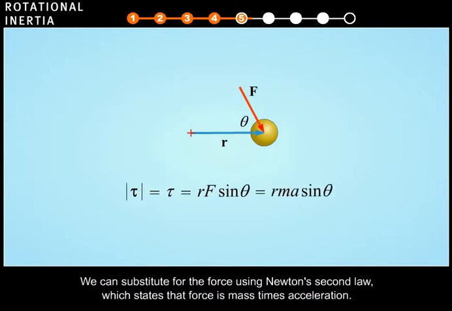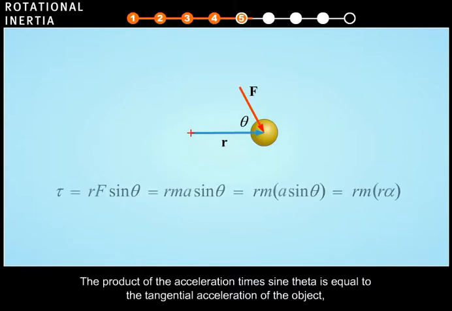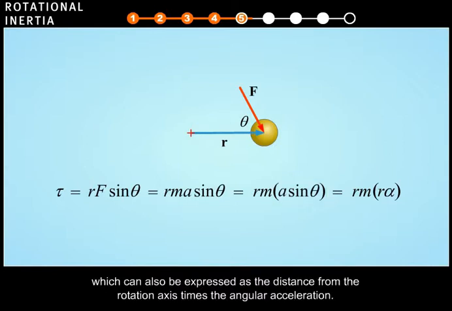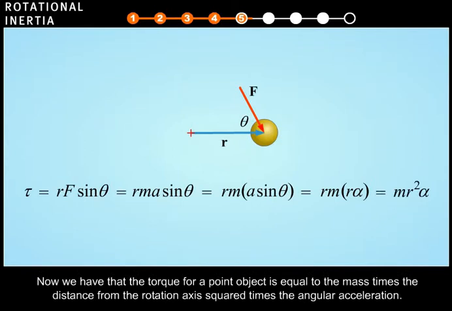We can substitute for the force using Newton's second law, which states that force is mass times acceleration. The product of the acceleration times sine theta is equal to the tangential acceleration of the object, which can also be expressed as the distance from the rotation axis times the angular acceleration. Now we have that the torque for a point object is equal to the mass times the distance from the rotation axis squared times the angular acceleration.